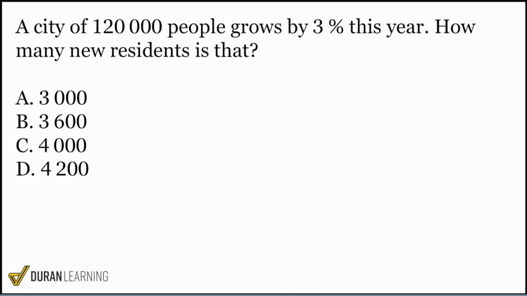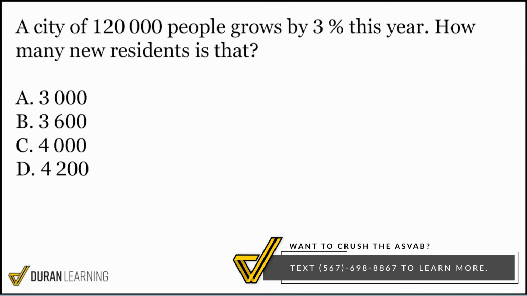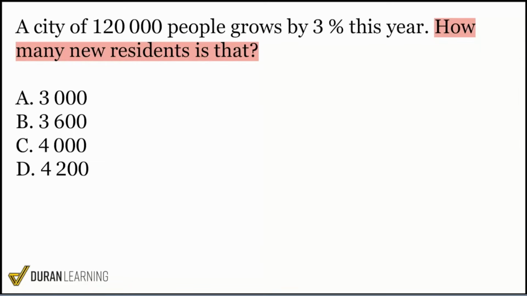Let's handle this next problem here. So we see that it says a city of 120,000 people, yada, yada, yada. I don't care about all that. Remember, begin with the question sentence, and it says, how many new residents is that? So remember, the first step, not the math, the first step is context. What is the story telling you to find? New residents. That's what I want. I want the number of new residents.